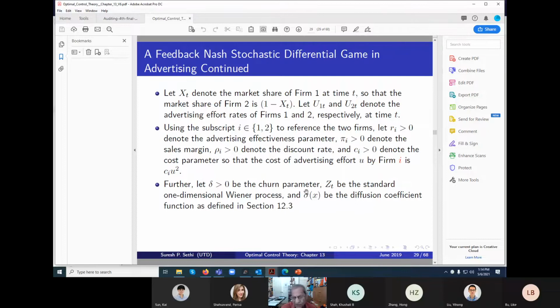Let delta be the churn parameter. Churn means sales go from one firm to the other by many things that are going on in the economy. And let ZT be the standard Brownian motion, and sigma x is the diffusion coefficient. We already talked about that in section 12.3.